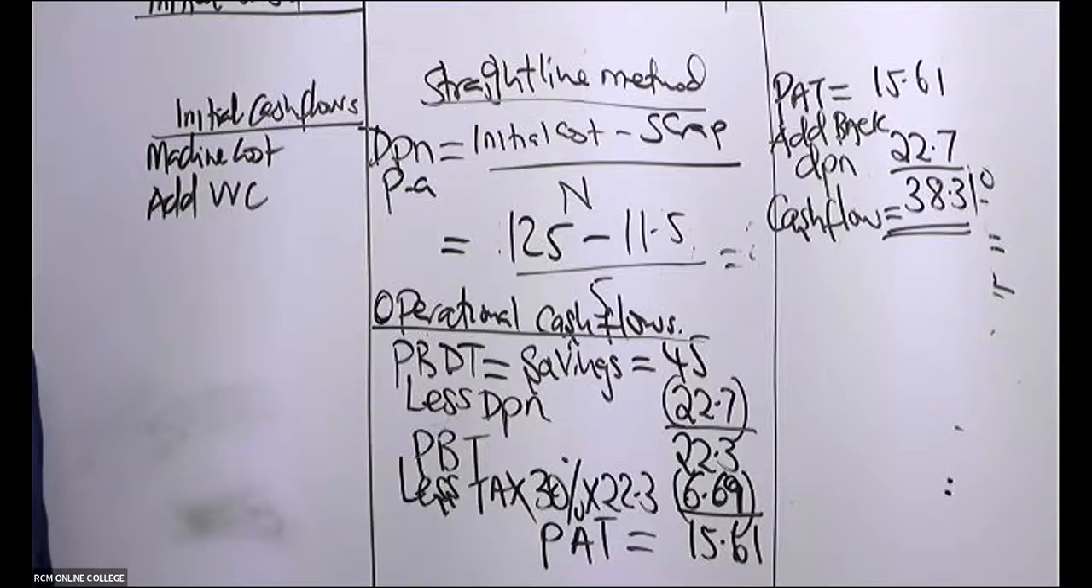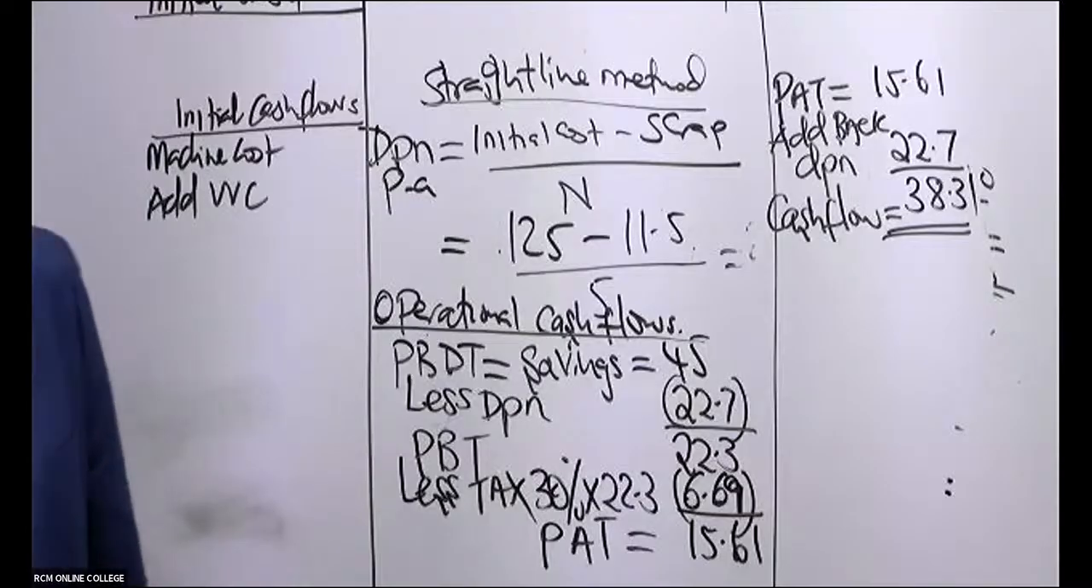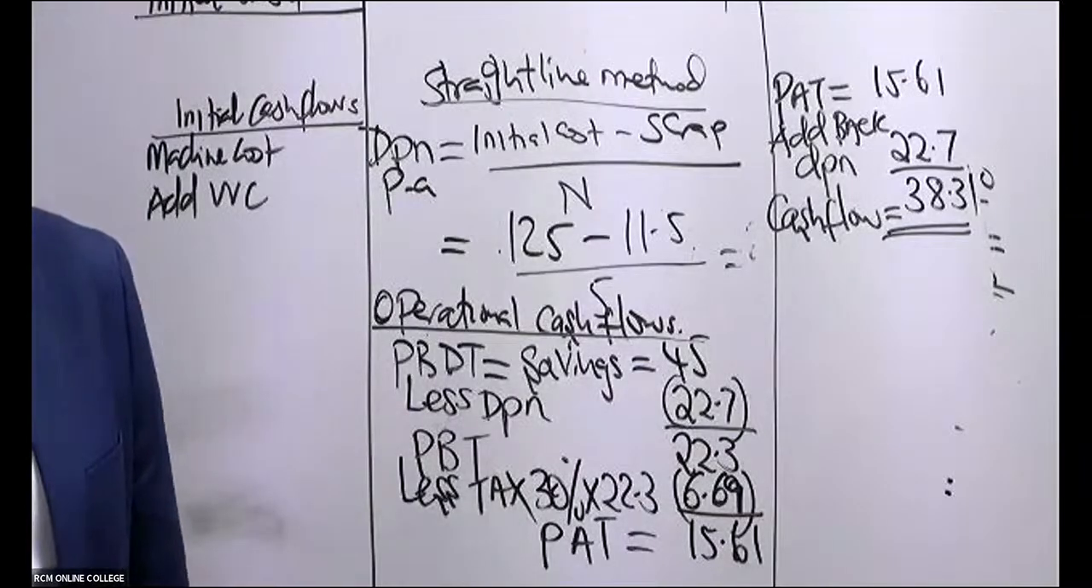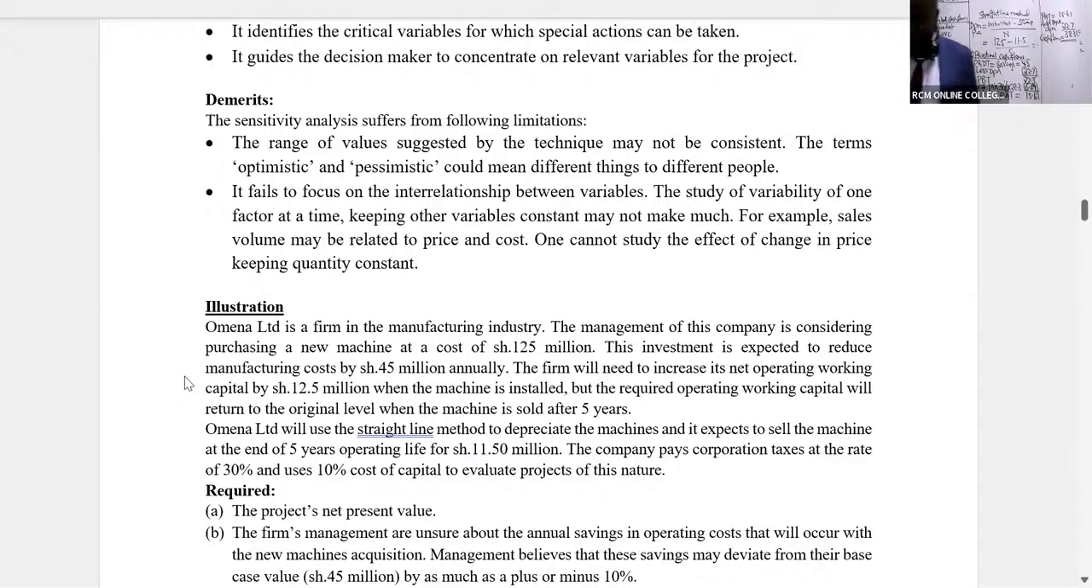Machine cost. Are you able to see the machine cost in this question? We are told the Omena machine is costing 125. So the Omena machine is costing 125, and then we need working capital, which was given somewhere.